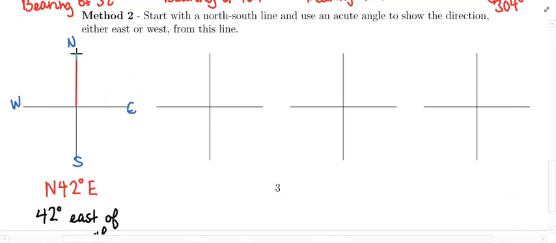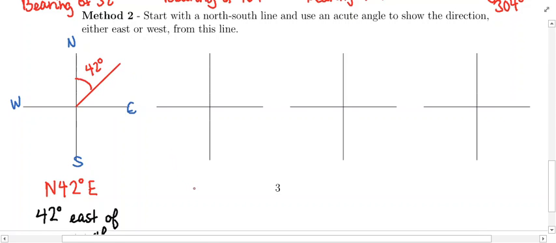If it had been 42 degrees west of north, you would rotate this way towards the west. But since it's towards the east, we're going to start at due north and go 42 degrees. So almost halfway. Then this would be 42 degrees. That's what that looks like. Let's try another one.